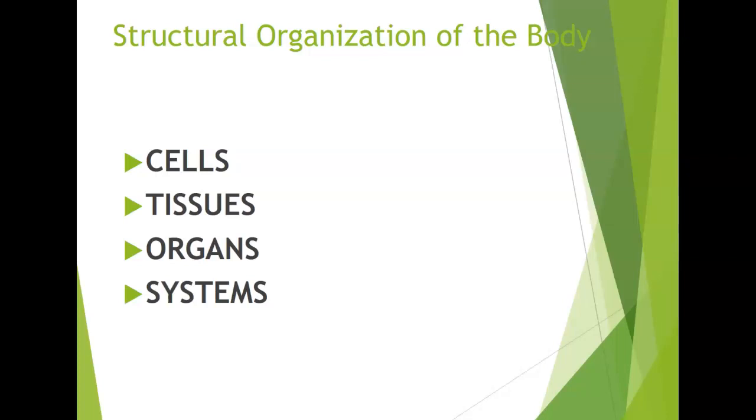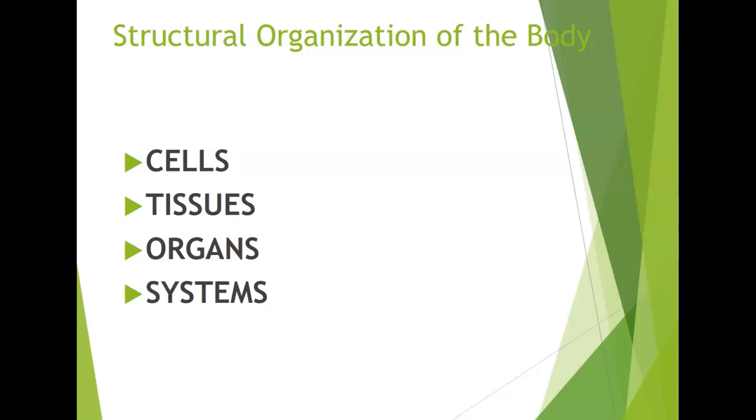So, the first thing that we're going to talk about is the structure and organization of the body. And the chapter talks about this. The easiest way to remember that is we have cells. Different types of cells turn into tissues. Different types of tissues then develop into organs. And then those organs go into the body system.